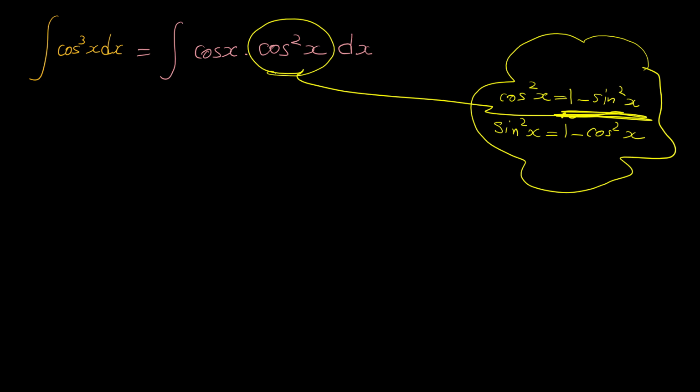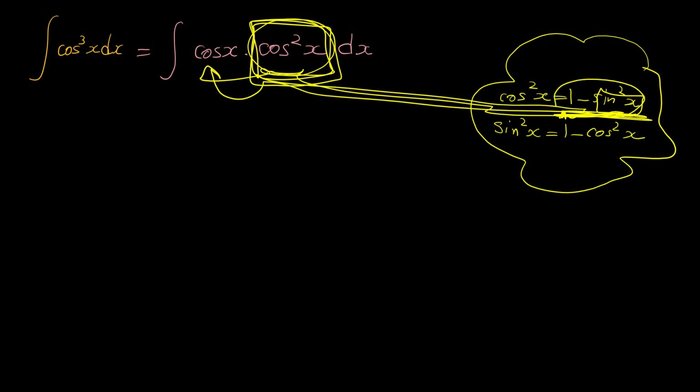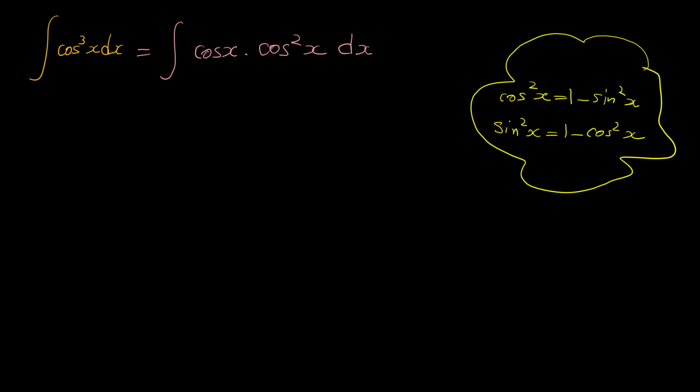Because remember, we want to do a substitution. And because the derivative of sine is cosine, we want to write this part in terms of sine. And then by choosing sine as u, we have derivative of u here, and then we can find the integral. So let's continue finding this integral. So now we keep the cosine x here, and cosine squared is 1 minus sine squared x dx. Now here we do a simple substitution.